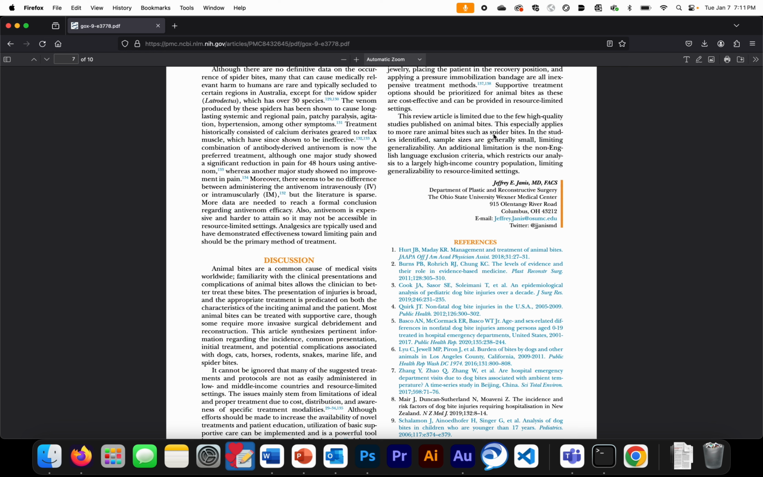This study is giving you all the qualifiers. They say, well, it varies by the income of the area. It's limited by how many high-quality studies there are. They're promising you that what they've reviewed is not going to tell you the end-all be-all of information. You need to keep researching because that's what researchers do.